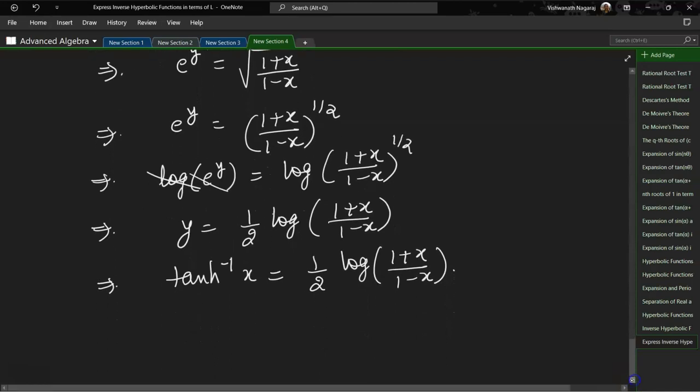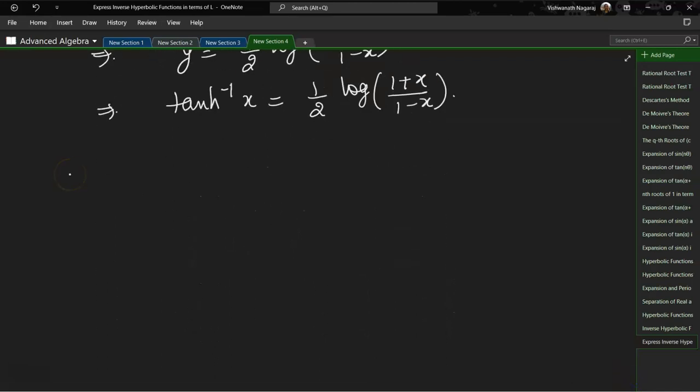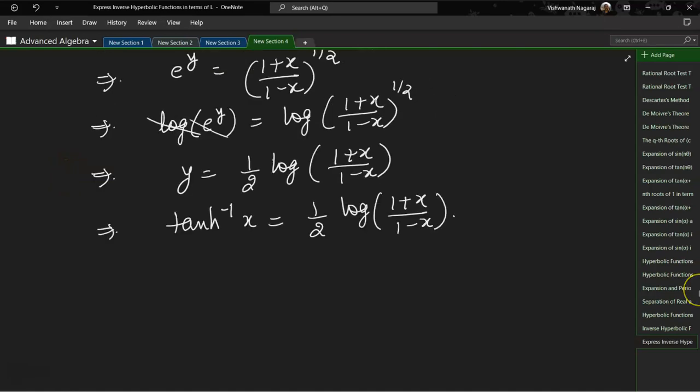Okay, so that is as far as converting inverse of hyperbolic sine, cos and tan into logarithmic form.